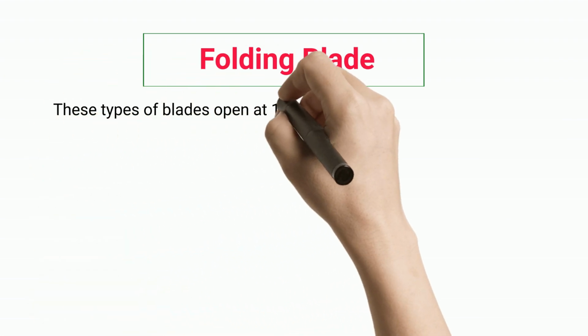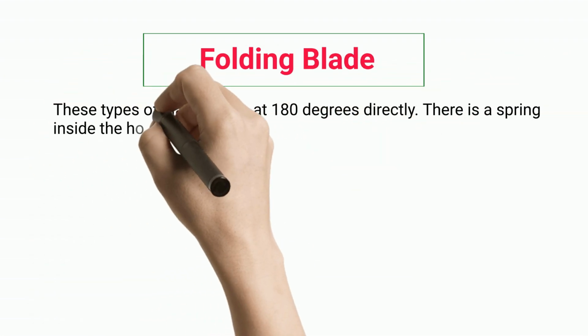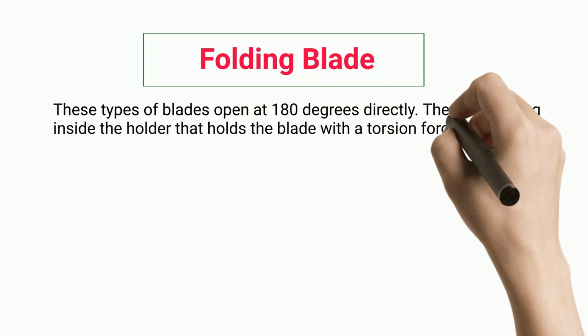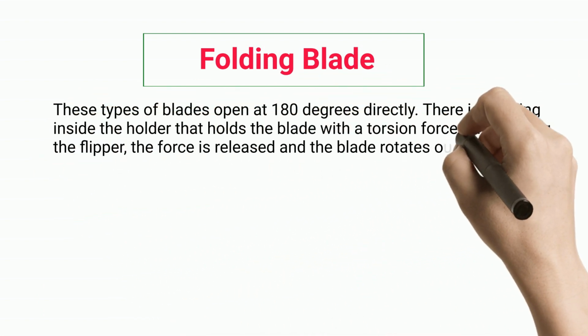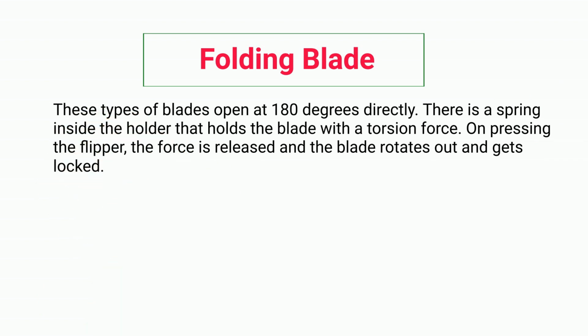Folding blade. These types of blades open at 180 degrees directly. There is a spring inside the holder that holds the blade with a torsion force. On pressing the flipper, the force is released and the blade rotates out and gets locked.